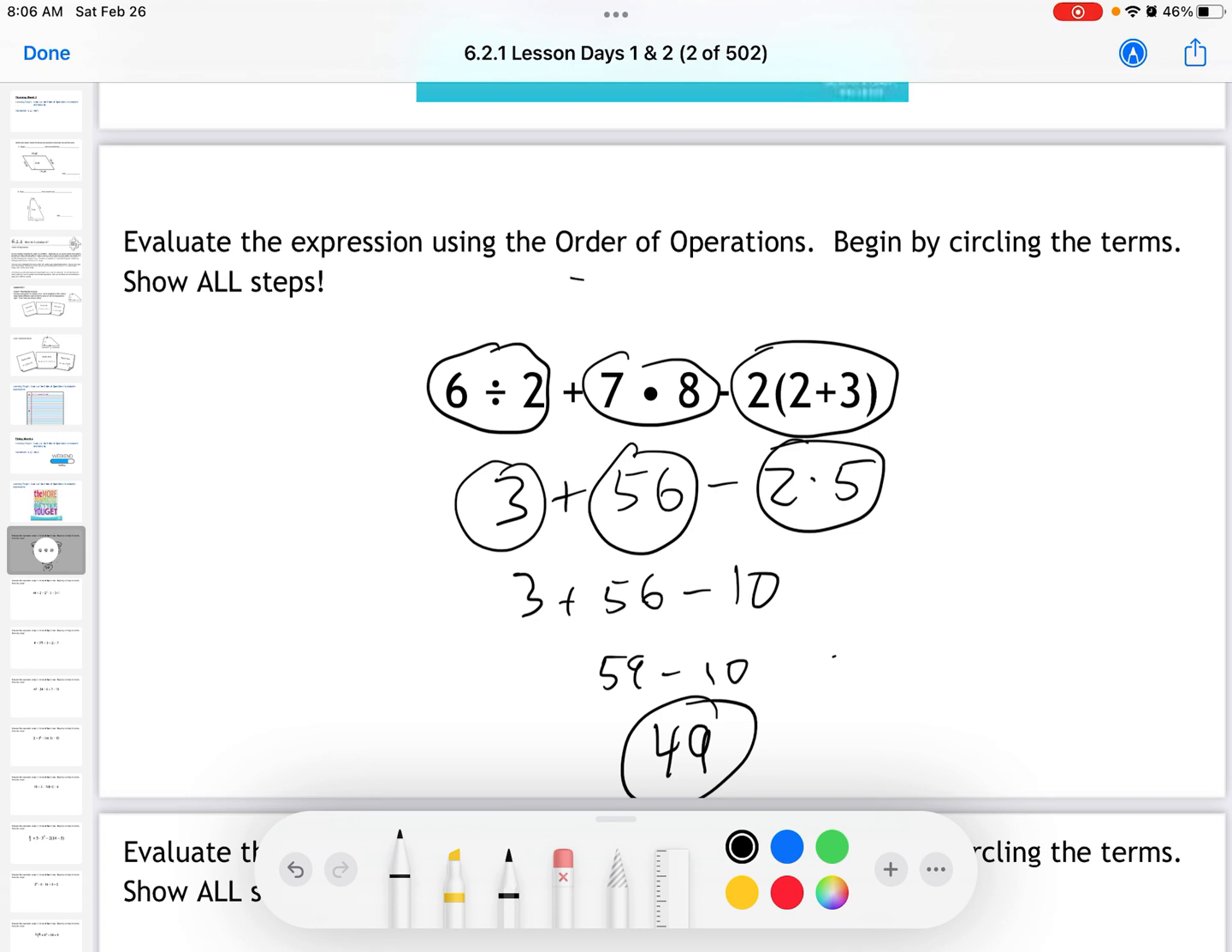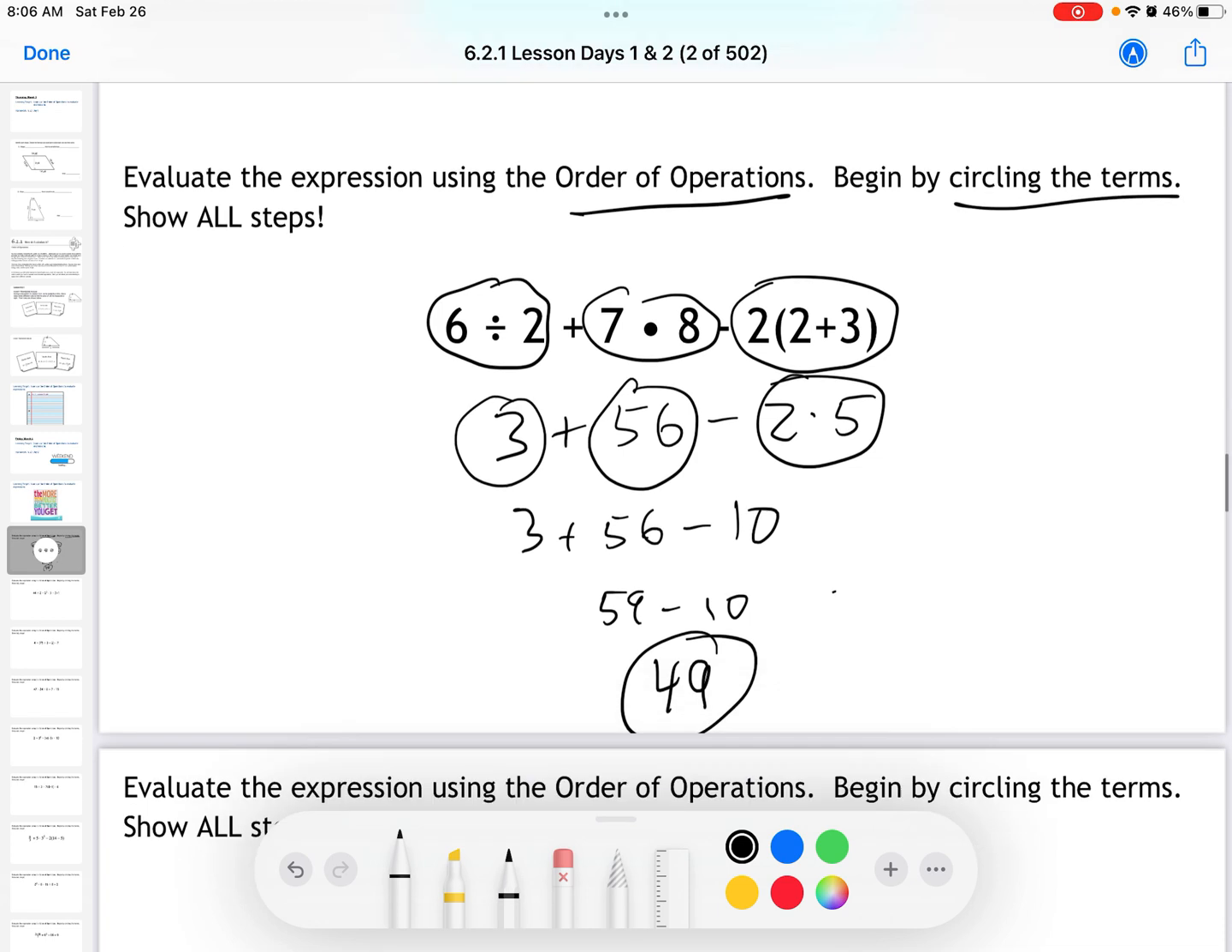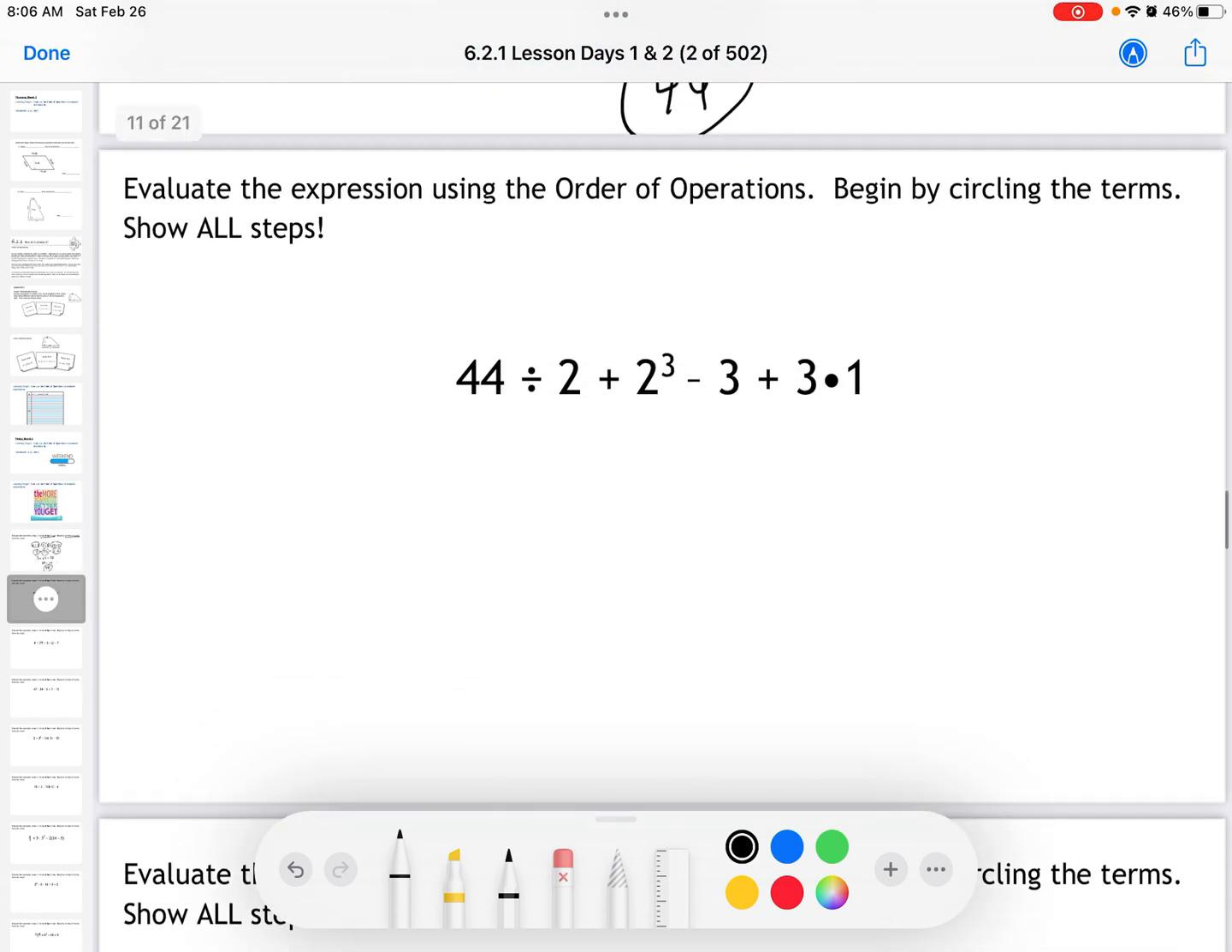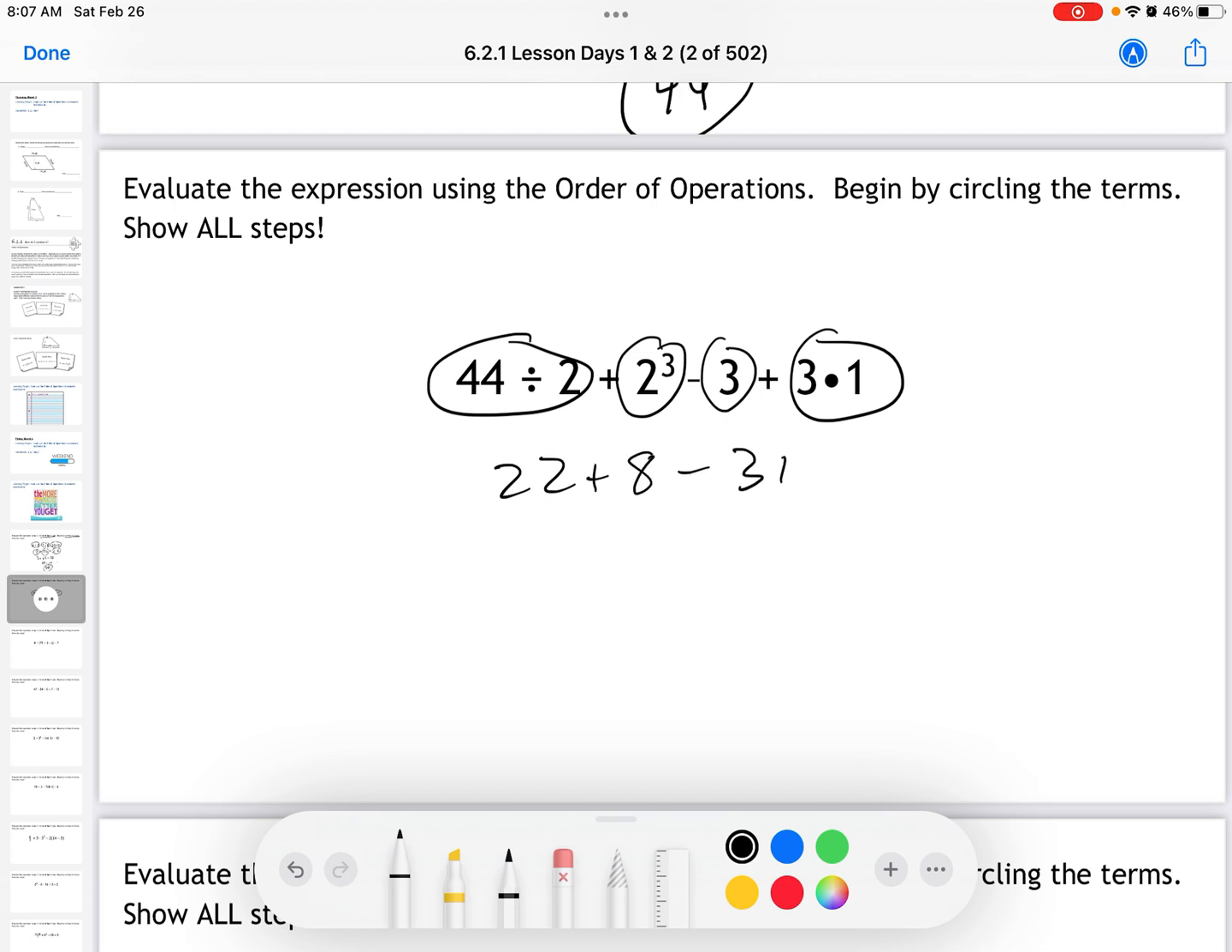We're using the order of operations by circling the terms. I'm going to try to go quicker now. You can always slow me down and pause me. All right, so terms are separated by addition and subtraction. Here we go. 44 divided by 2 is 22, plus 2 to the third power is 2 times 2 times 2, which is 8, minus 3 plus 3. 22 plus 8 is 30, minus 3 plus 3. 30 minus 3 is 27, plus 3 is 30.